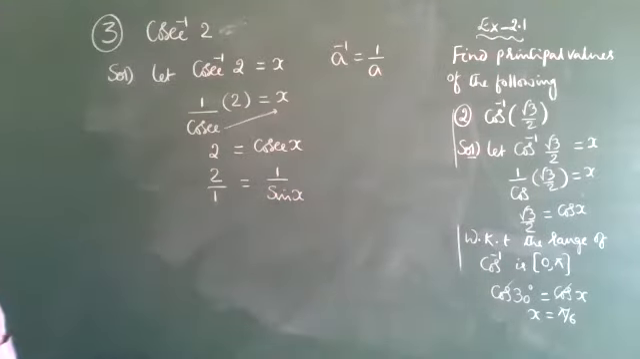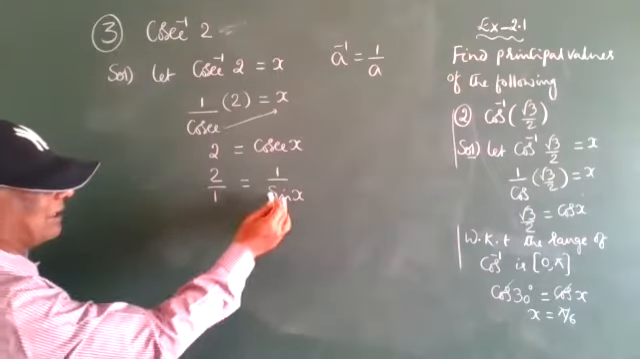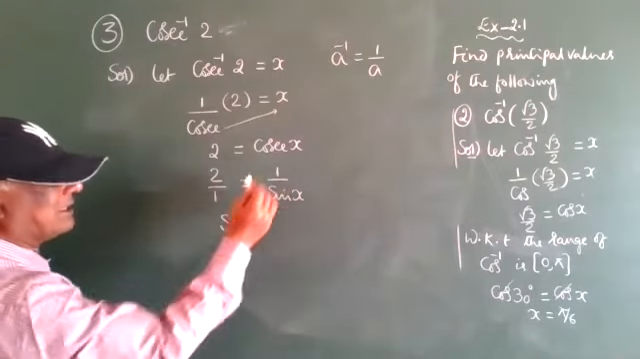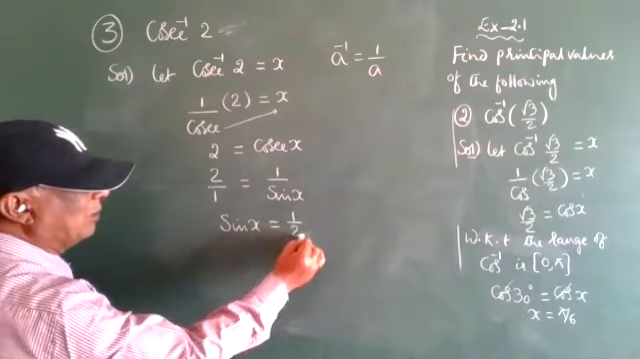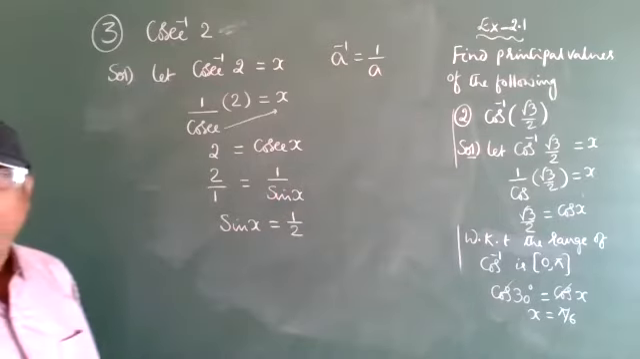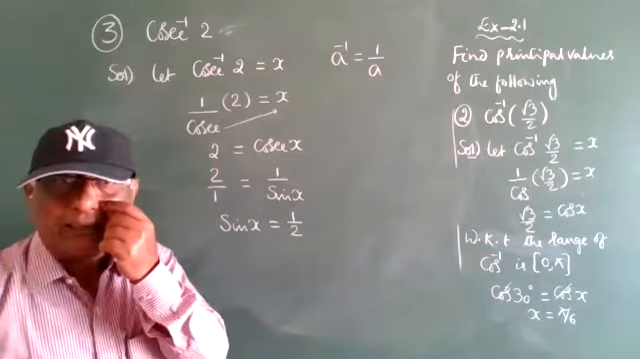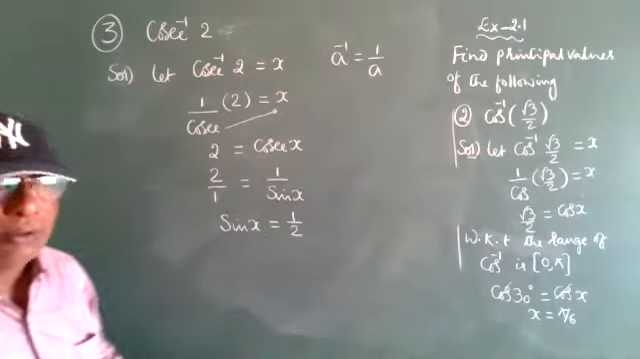Now tell me, what is the sine x value? Sine, cross multiplication, reverse order. Sine x is equal to 1 by 2. Is it clear? Sine x is equal to 1 by 2.